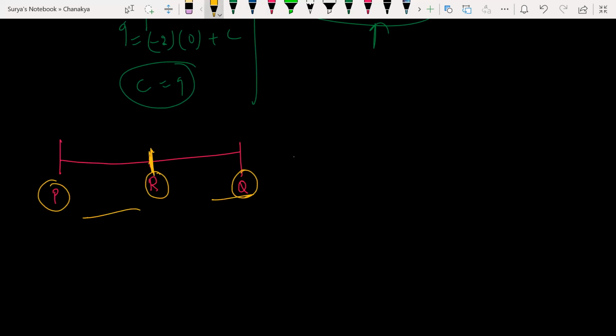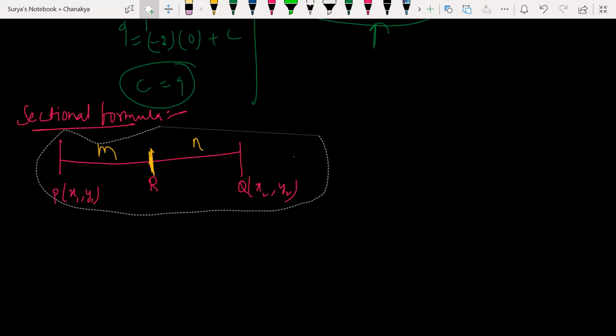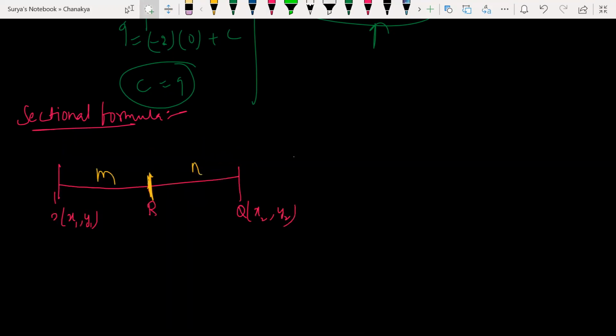This is a separate part. R divides PQ in the ratio M is to N. Let's say point P is (x1, y1) and Q is (x2, y2). You should know the section formula. The section formula is nothing but dividing a line internally or dividing a line externally.